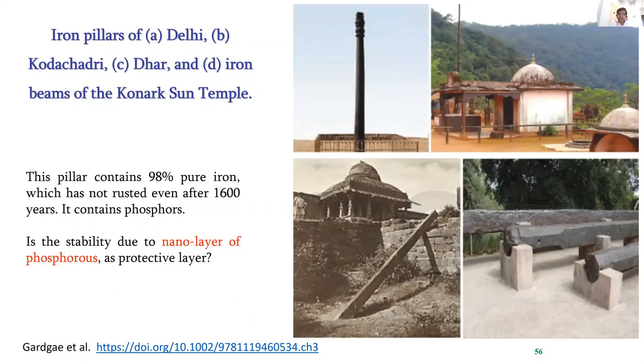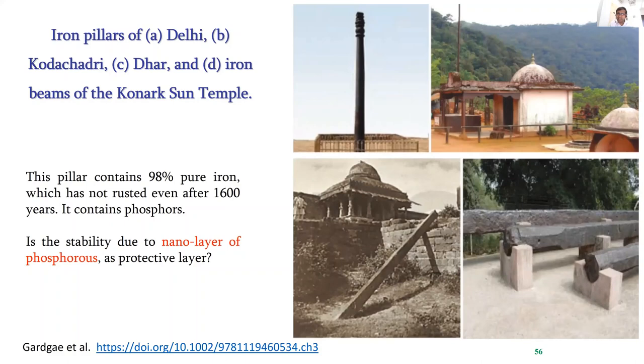This is another example, the iron pillars of Delhi and others. We know these are made of iron. We know iron oxidizes so easily in air, but some of these pillars have not rusted even after 1600 years. And the only thing that they contain in addition to iron is phosphorus, around 2% of phosphorus. But how does 2% of phosphorus make them oxidation proof? This is debatable, but there is a theory which says that there must be a nano layer of coating of phosphorus, and that may be the reason for the stability towards rusting. Although this is a bit debatable, it could be possible and one can study that easily.